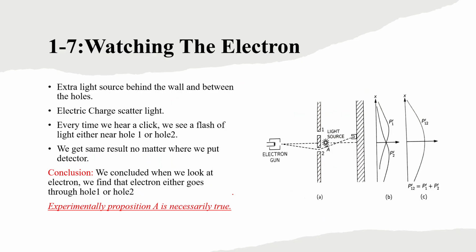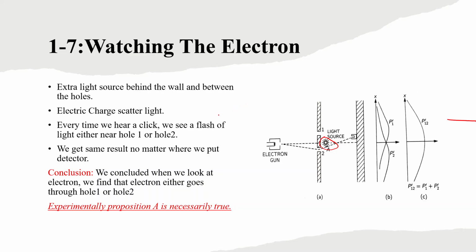Let's move ahead. In our previous experiment, we didn't bother about the electron. So this time we try to watch it. This is the same setup, but here we have a light source over here. So this extra light source is behind the wall and between the holes.